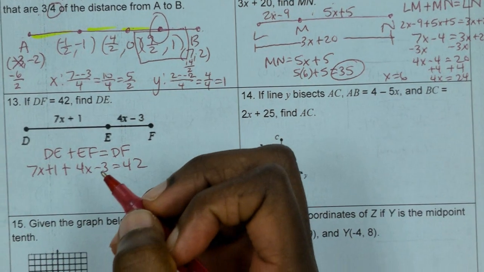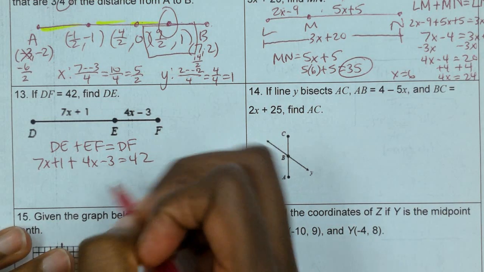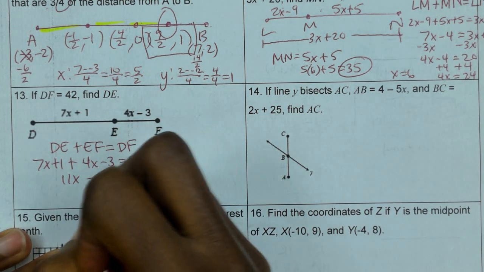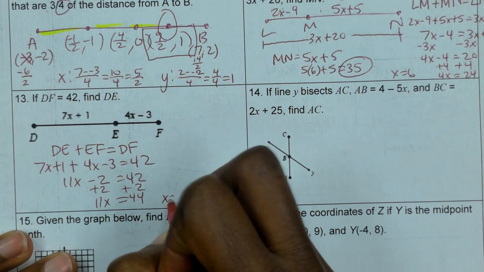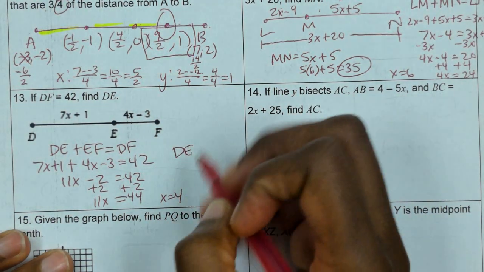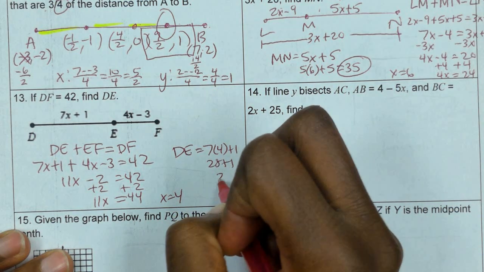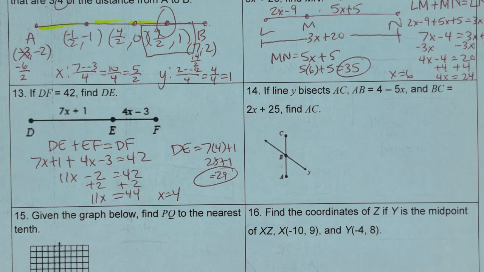Combining like terms and solving for x. I'll let you do that, pause it, and solve it, and then you can scroll past where I am. And I want DE. So after you get x equals 4, you're going to plug it in for this expression for DE, and you get 29.